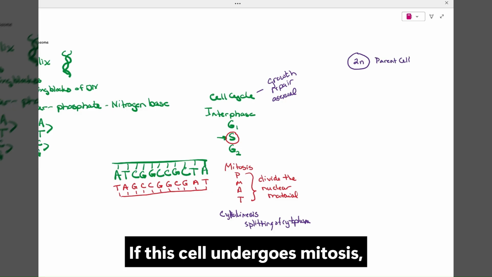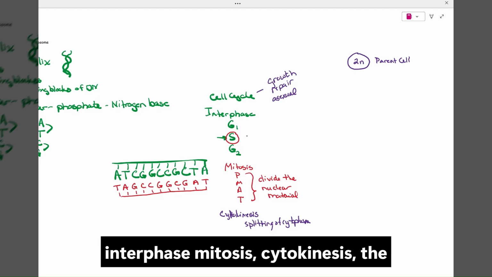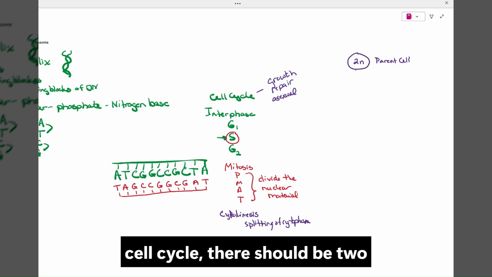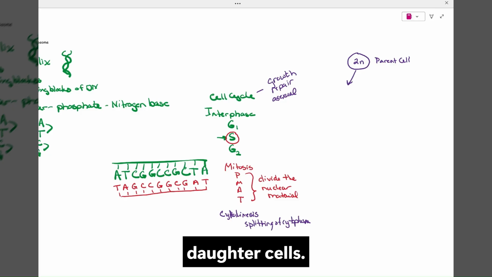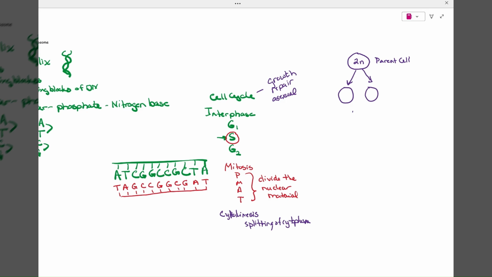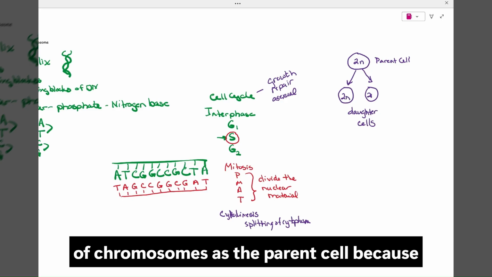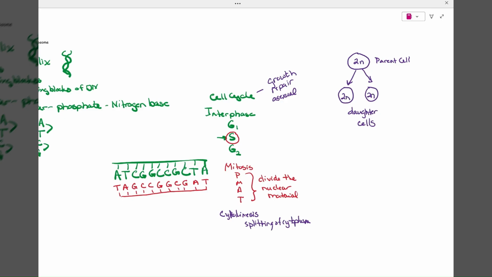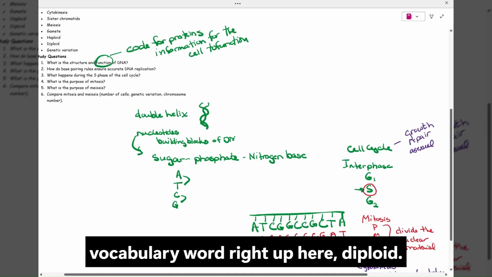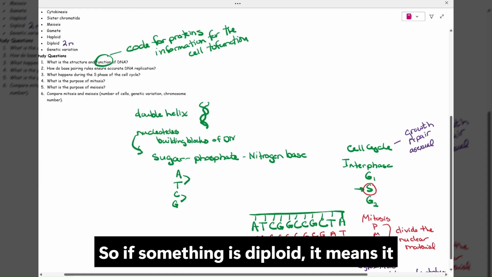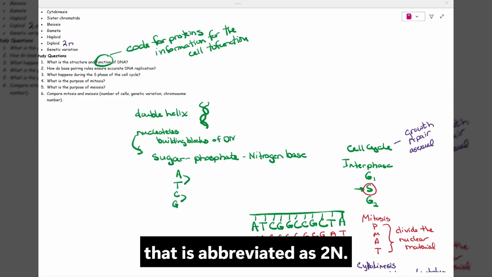If this cell undergoes mitosis, when it's all done going through interphase, mitosis, cytokinesis, that whole cell cycle, there should be two cells at the end, and they're called daughter cells. And they will have the exact same number of chromosomes as the parent cell because they are identical to the parent cell. Now, this 2N that I put in that cell represents this vocabulary word, diploid. So if something is diploid, it means it has a full amount of chromosomes, and that is abbreviated as 2N.